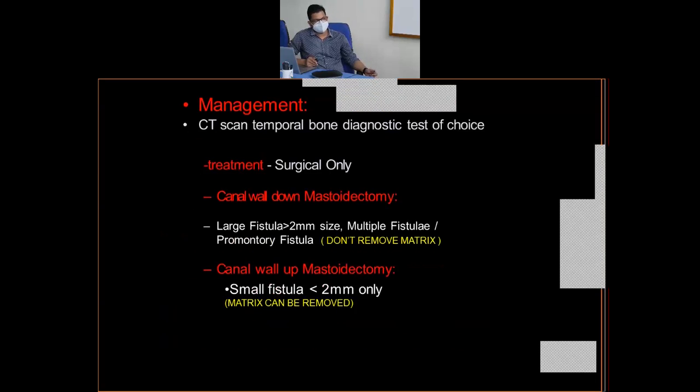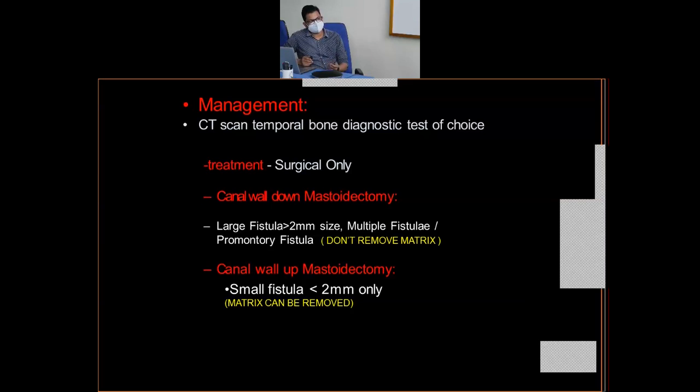Management. To detect labyrinthine fistula, the fistula test is what we most commonly do, but it's not so sensitive because the false positive and false negative rates are very high. So for diagnosis, the investigation of choice is CT scan of the temporal bone. You have to do a CT scan temporal bone to see the fistula.